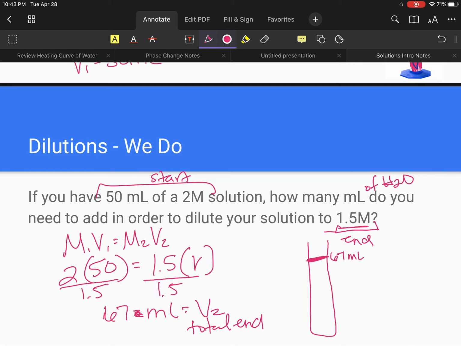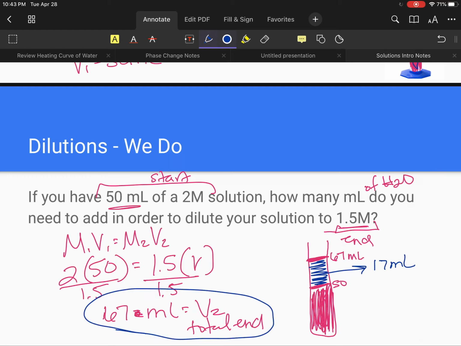Okay, so what did I start with? I started with 50. So let's say right here is 50. So this is my starting solution up to 50. Okay, so how much water did I need to add to get to 67? It's 17 milliliters. If you can get to this point, that's totally fine with me. If you can tell me my final volume needs to be 67, that's good for me. This is the extra step, going back and seeing how much water I need to add to dilute it.